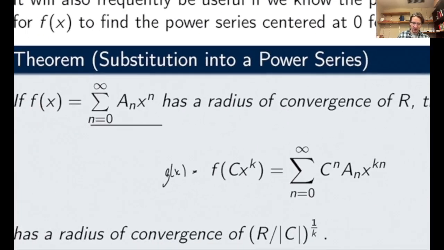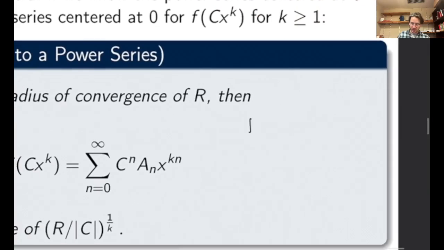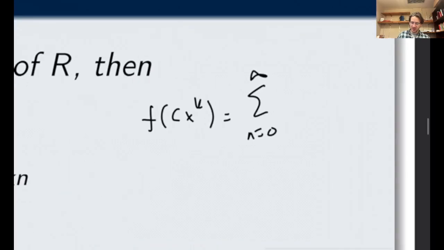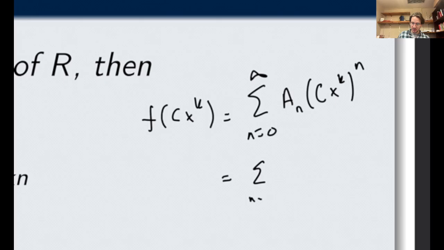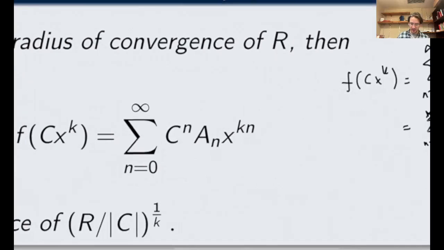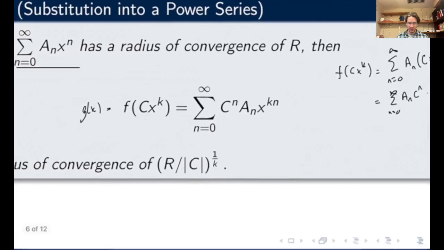If I plug f of c times x to the k into the power series, the sum from 0 to infinity of a_n times x to the n, well, I'm plugging in c times x to the k, and then I get a_n times c to the n times x to the kn. And that's where that comes from.